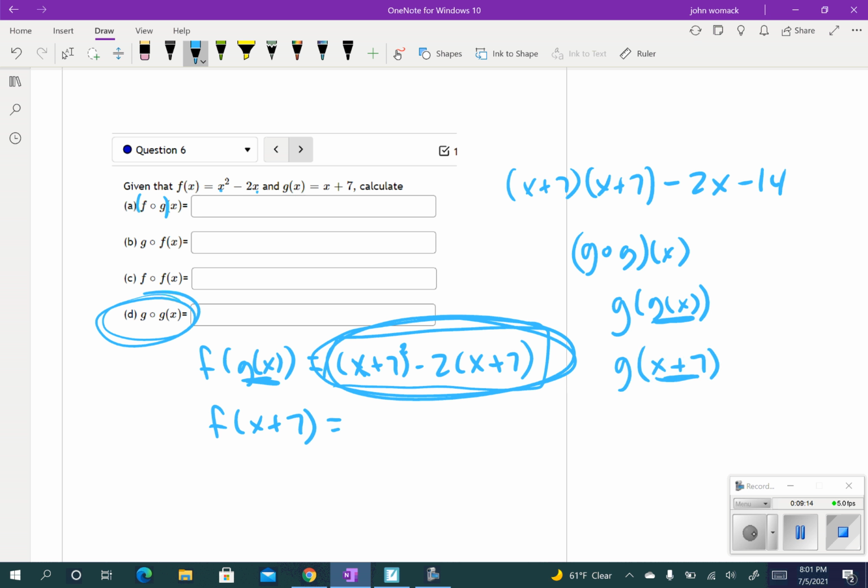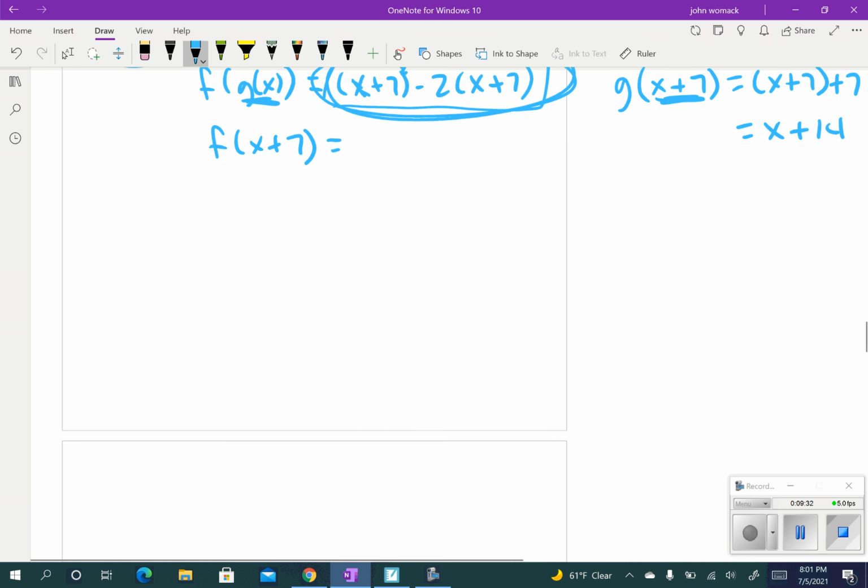Okay, now I take x plus 7, and I'm going to plug it back into g. So everywhere there's an x, I'm going to replace it with x plus 7. So x plus 7 plus 7. And I really don't need those parentheses, right? Because we're adding. So that'd be x plus 14. So kind of weird, but you're taking one function and plugging it inside of the other function.